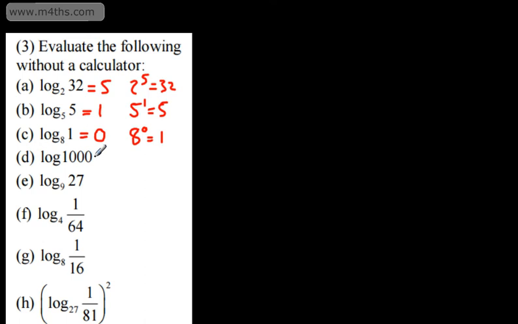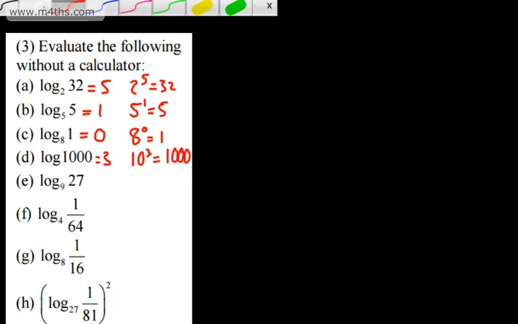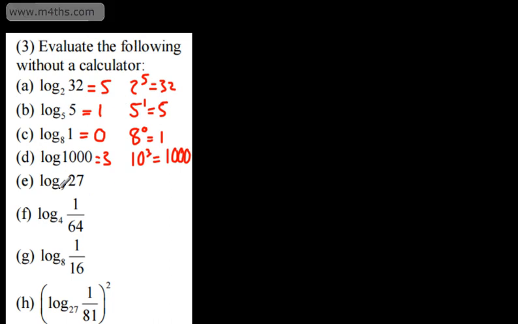Well, the answer is going to be 3. So I could say now the equivalent statement in exponential form, 10 cubed, is going to be 1,000. Okay, this now is quite nice. What we've got here is log to the base 9 of 27.